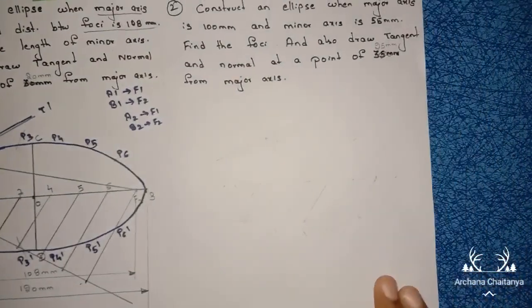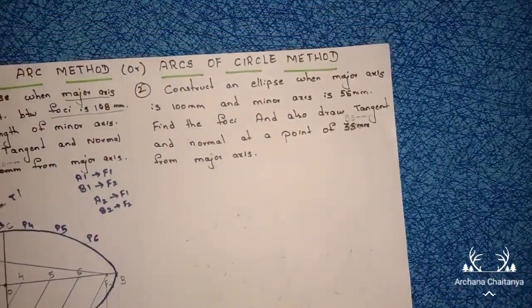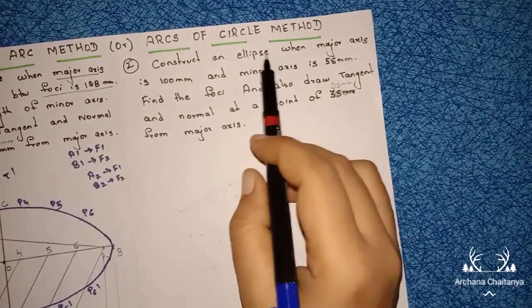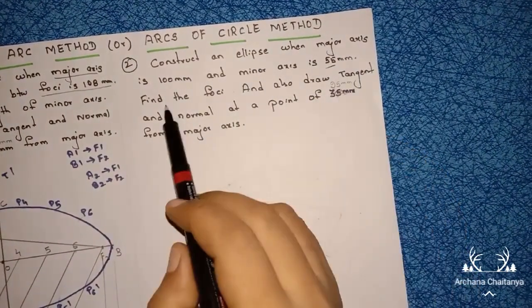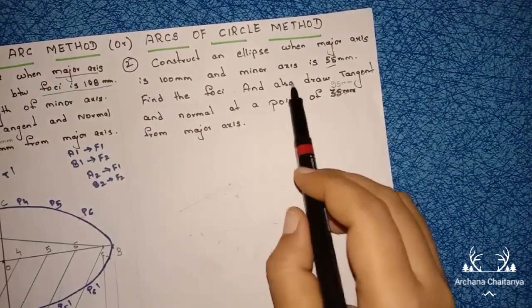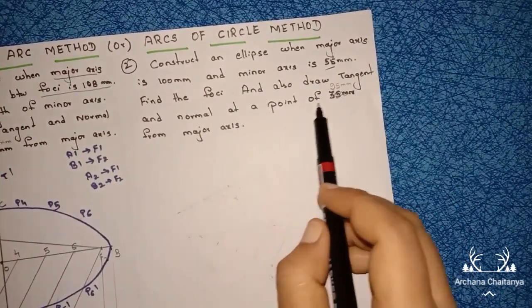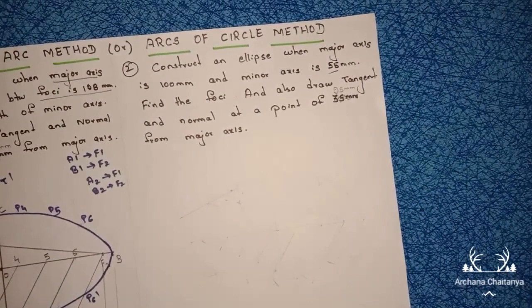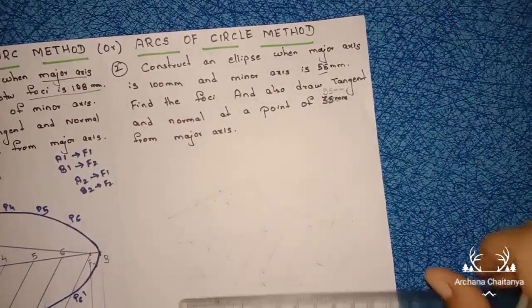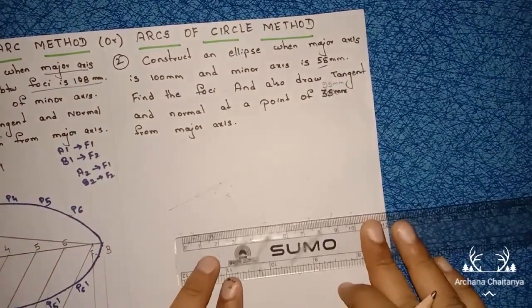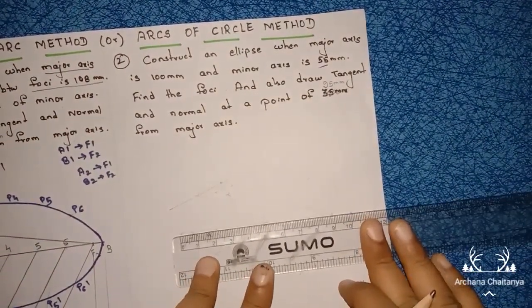Right, now coming to problem number 2. First we will read the question. Construct an ellipse when major axis is 100 mm, minor axis is 55 mm. Find the foci and also draw tangent and normal at a point 25 mm from major axis. Same problem. See, major axis is 100 mm. Right, so first construct the major axis of 100 mm.